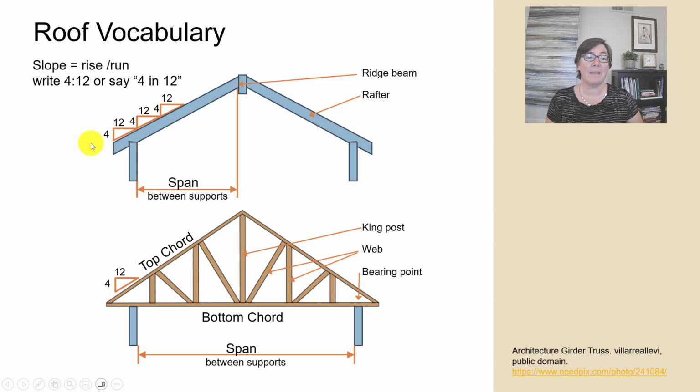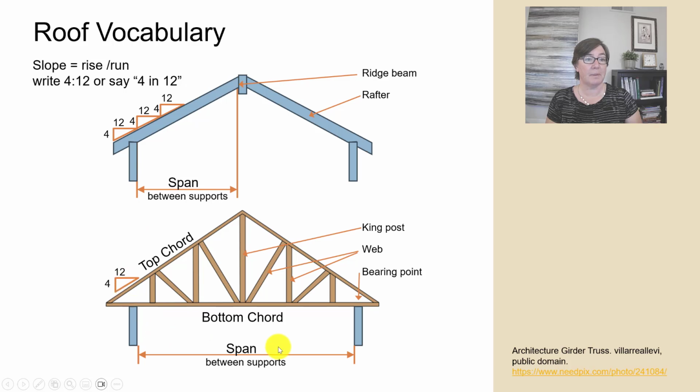Our next vocabulary word is span. And the span is the distance between supports. So in this case, we're looking at a rafter system, and that rafter is spanning between the exterior wall of the house and a ridge beam. All right, so the span is this distance from here to here measured horizontally between those supports.